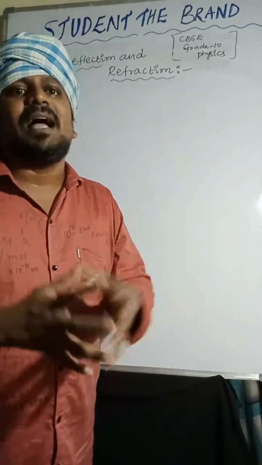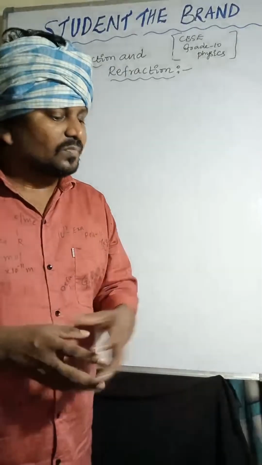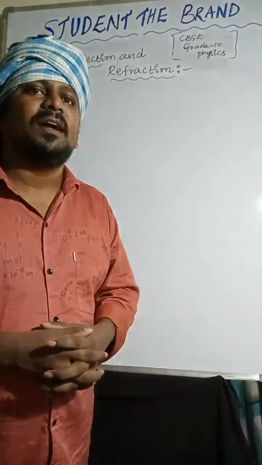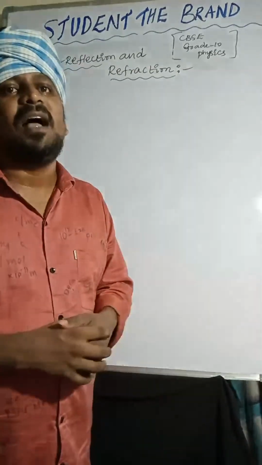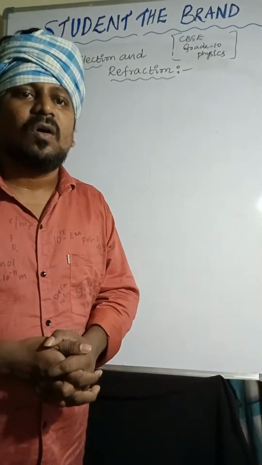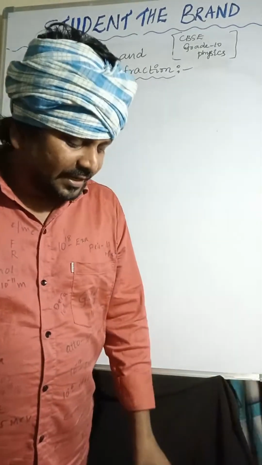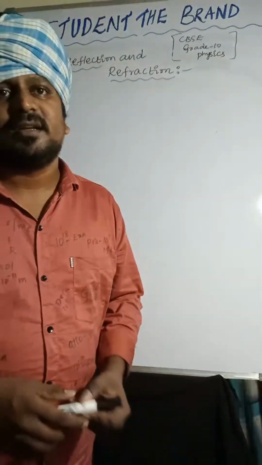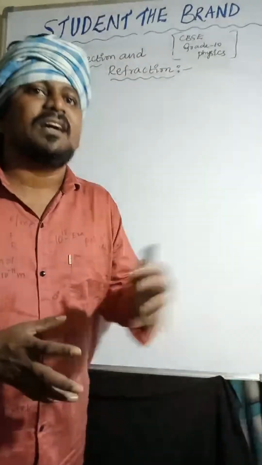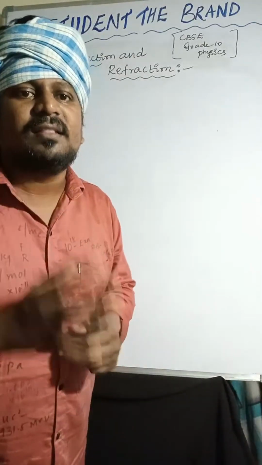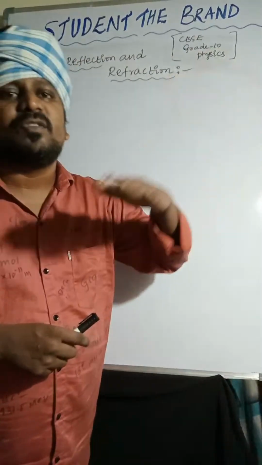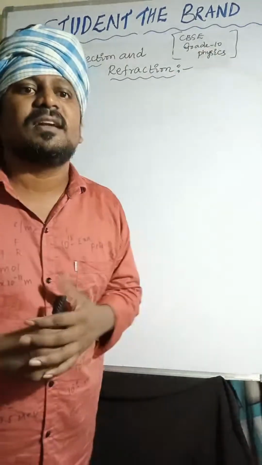The bouncing back of light from a reflecting surface is called reflection of light. The light which is incident on the surface is called the incident ray. The light ray which is reflecting back from the surface is called the reflected ray.